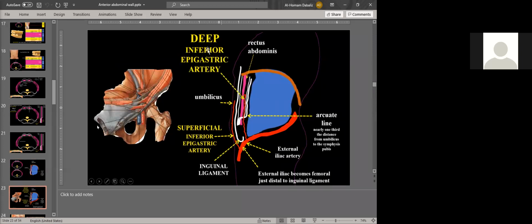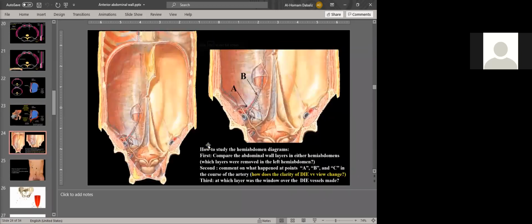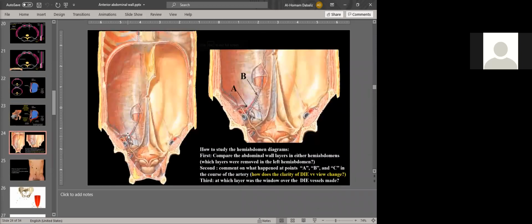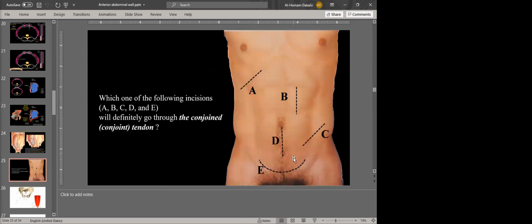As you can see here, we have a deep inferior epigastric artery. Is the arcuate line making 90 degrees? No, the word arcuate means it's curved. It's a curved line. So it's doing like this, basically. It's basically this, but a bit above.